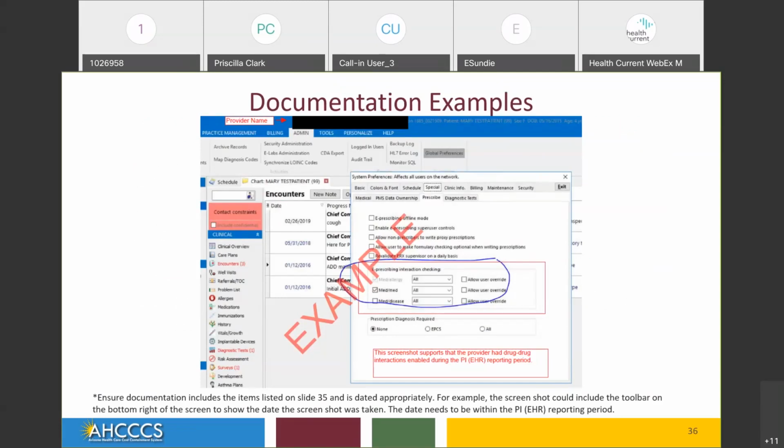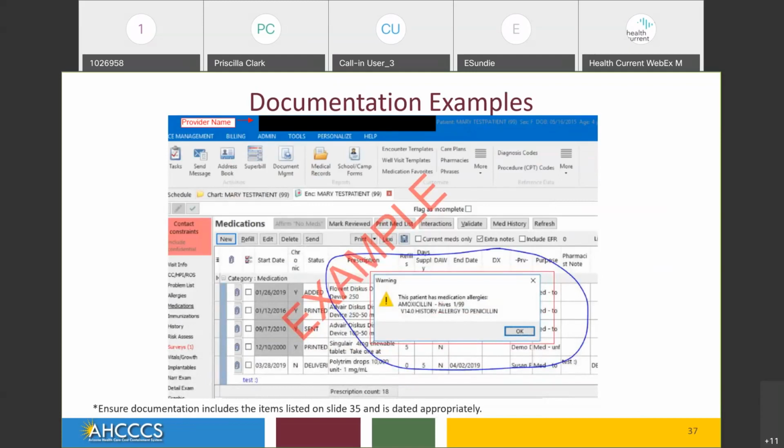We want to ensure the documentation includes the items listed on slide 35 and is dated appropriately. For example, the screenshot could include the toolbar on the bottom right of the screen to show the date the screenshot was taken. The date needs to be within the PI reporting period. As you can see, it does not clearly show the date during the PI reporting period for when these drug-drug and drug allergy interaction checks were enabled or checked for this specific patient.